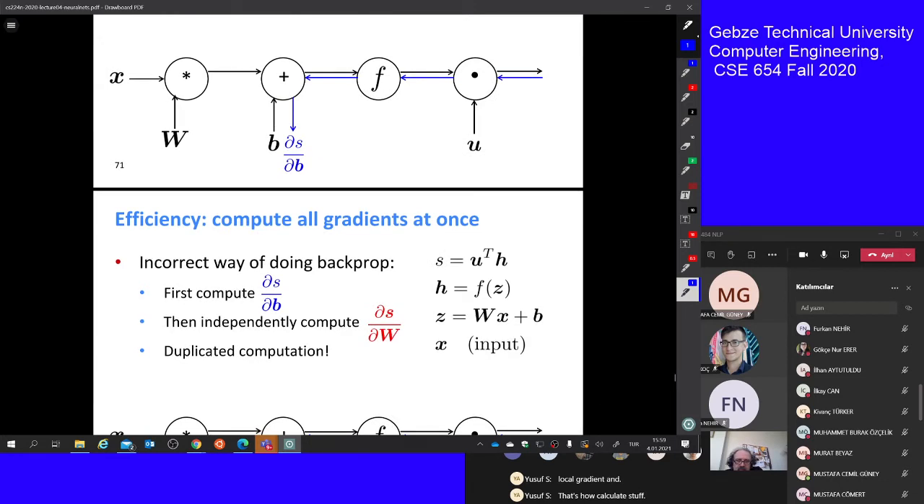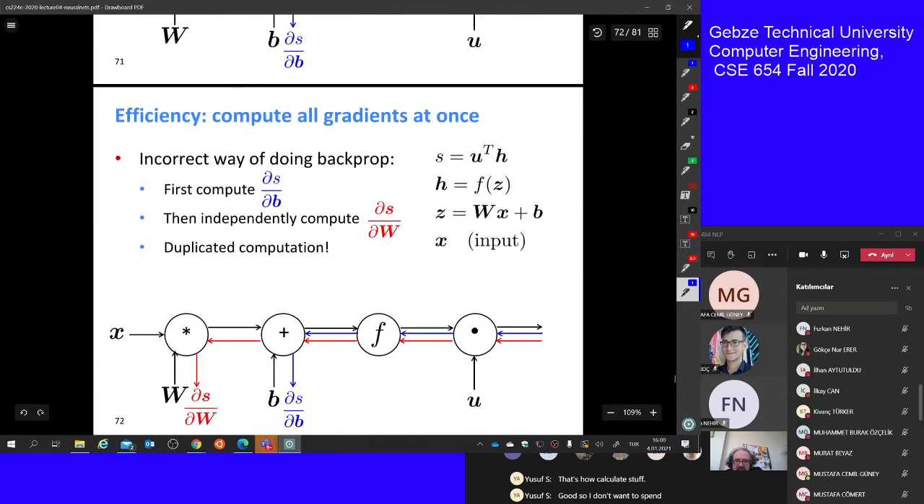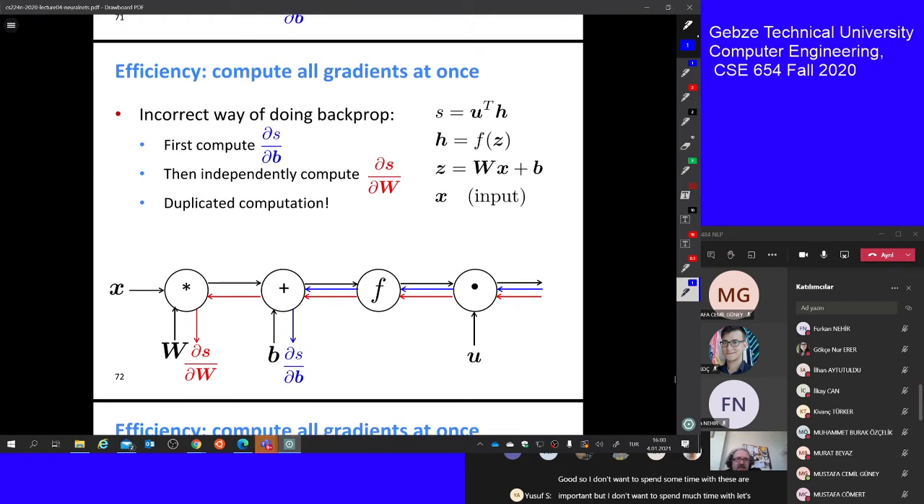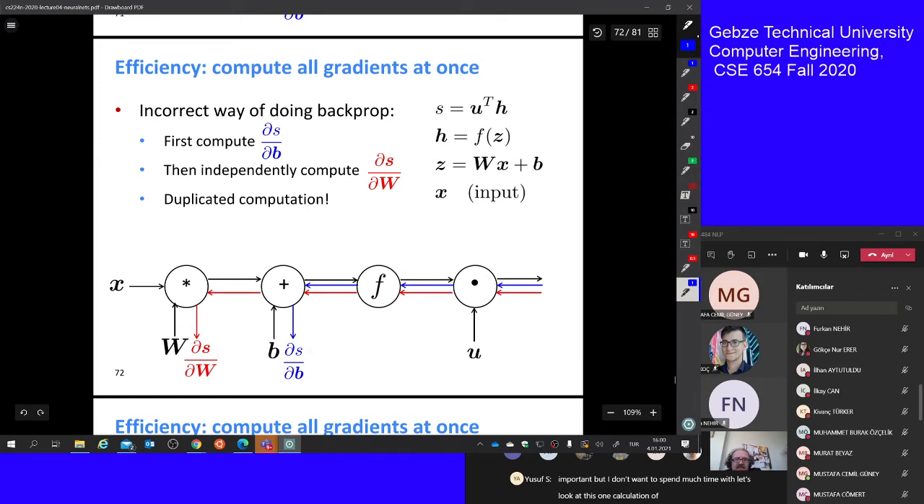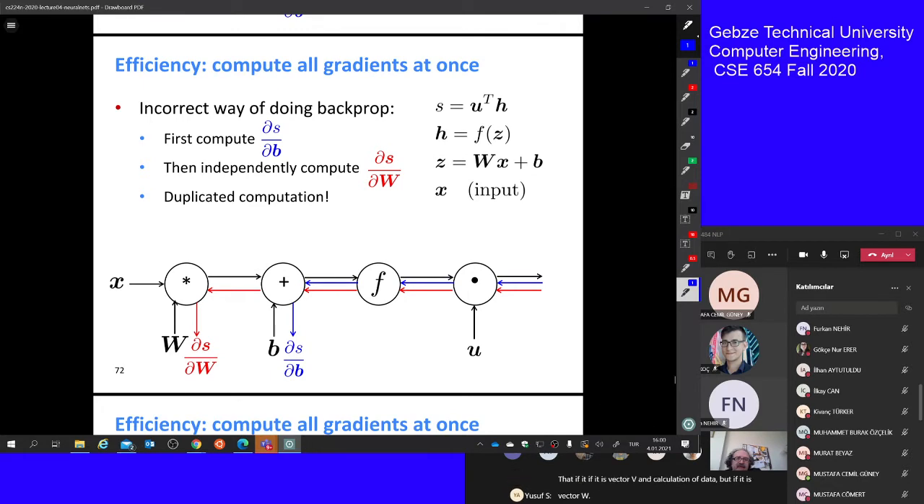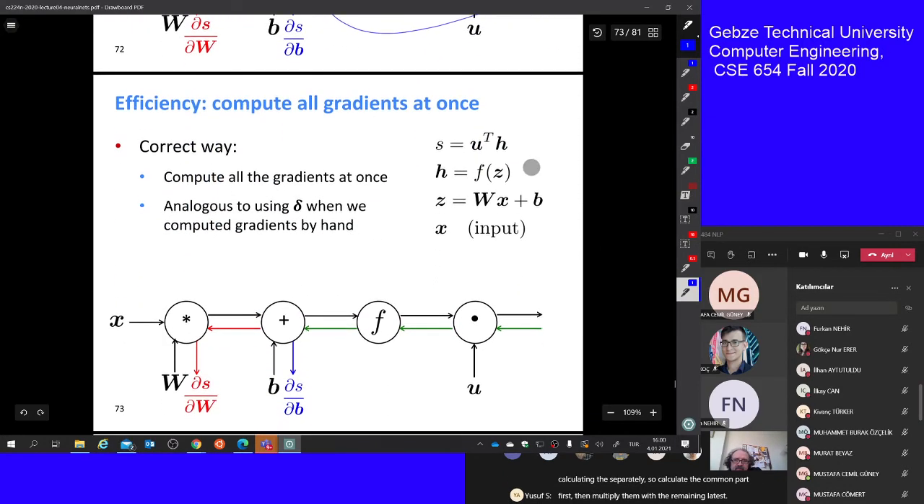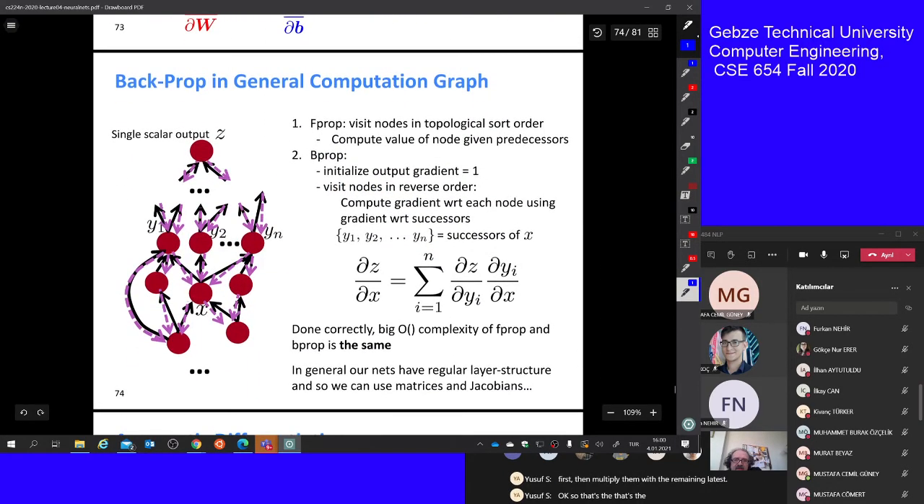Good. So I don't want to spend much time on these. I mean, these are important, but I don't want to spend much time on it. Let's look at this one. Calculation of the derivative with respect to b and calculation of the derivative with respect to w are very similar. They are similar up to this point. So if I am calculating both, there is no point in calculating them separately. So calculate the common part first, then multiply them with the remaining later. Okay, so that's the correct and efficient way.